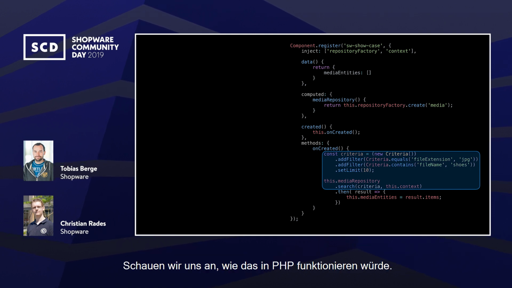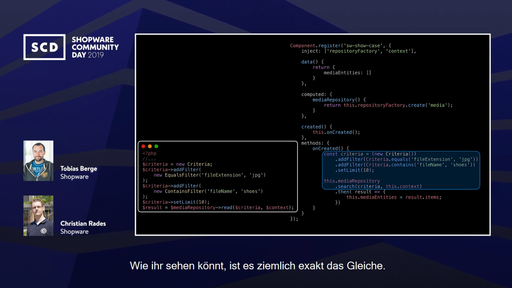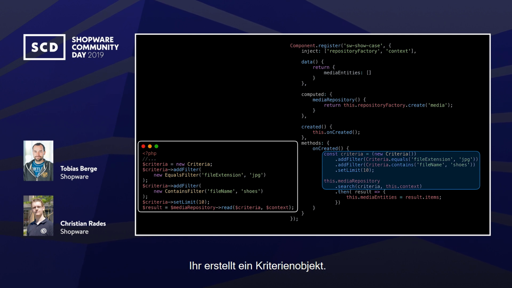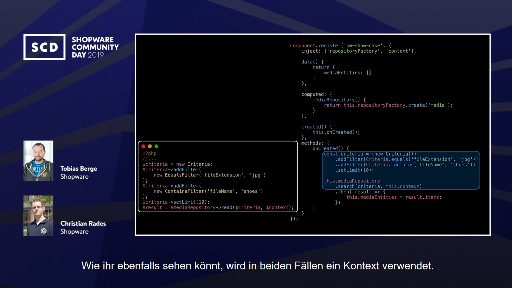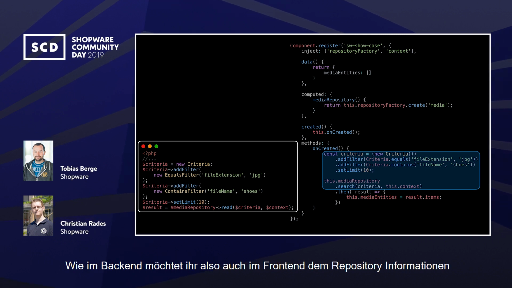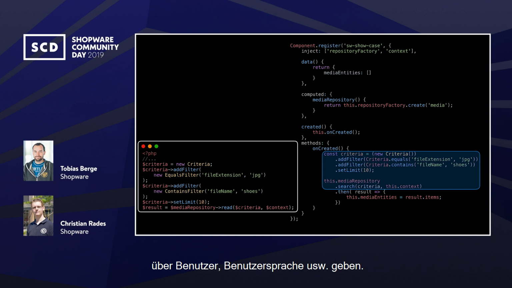And let's take a look at how this would work in PHP. As you can see, pretty much exactly the same. You build a criteria object, you add those two filters, you set a limit, and off it goes to the repository. And as you can also see, both cases use a context. So just as in the back end, in the front end, you also want to give the repository information about user and user languages, etc.